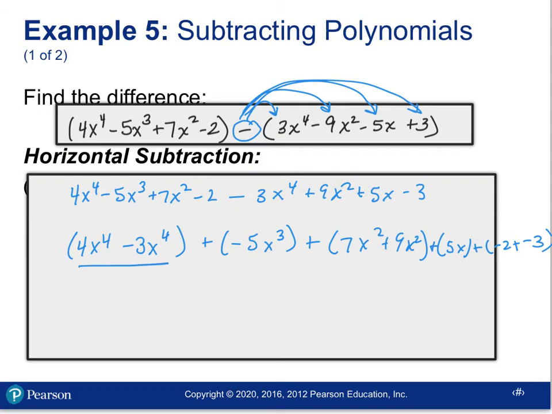So this one will give us a 1x to the fourth. This will stay negative 5x to the third. This will give us a 16x squared, 5x minus 5. The only thing I would do is just make this a minus sign. And that's our answer.